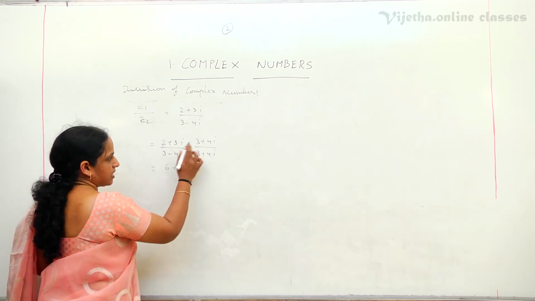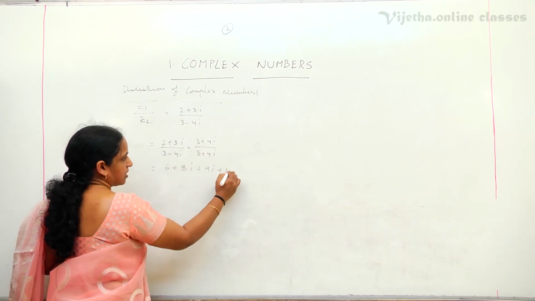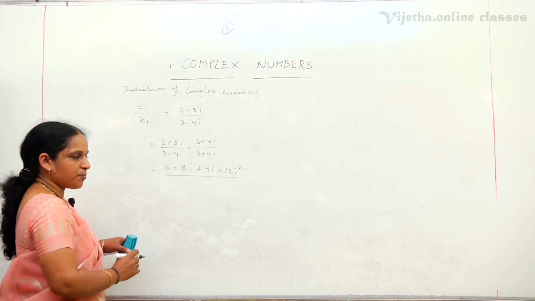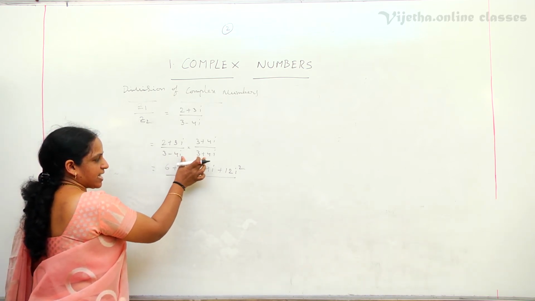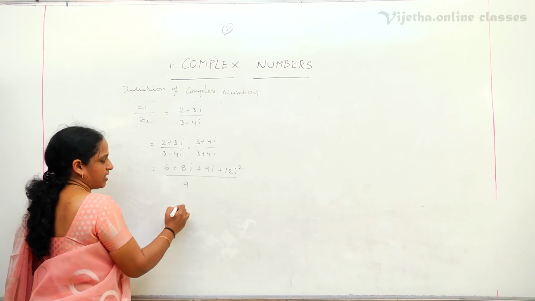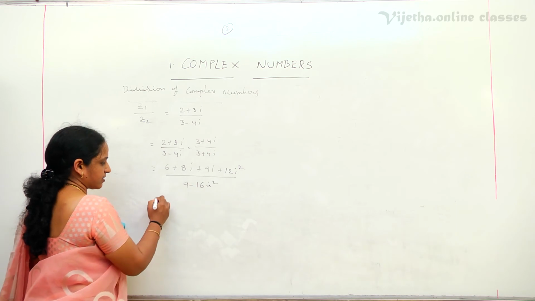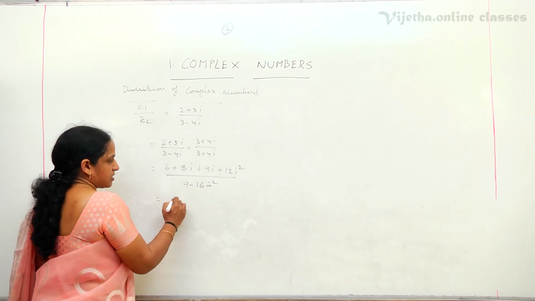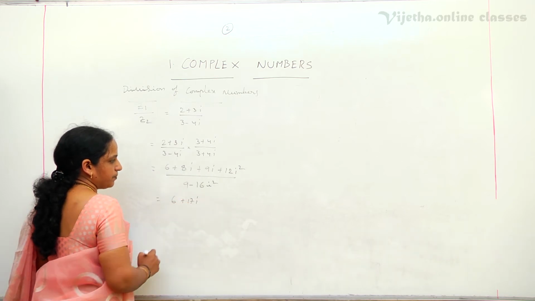Next, 3 3s are 9i, 4 3s are 12i square. Next, the denominator is in the form of a plus b into a minus b, again a square minus b square. 9 minus 4 4s are 16 into i square. So that equals 6, 8 plus 9, 17i.